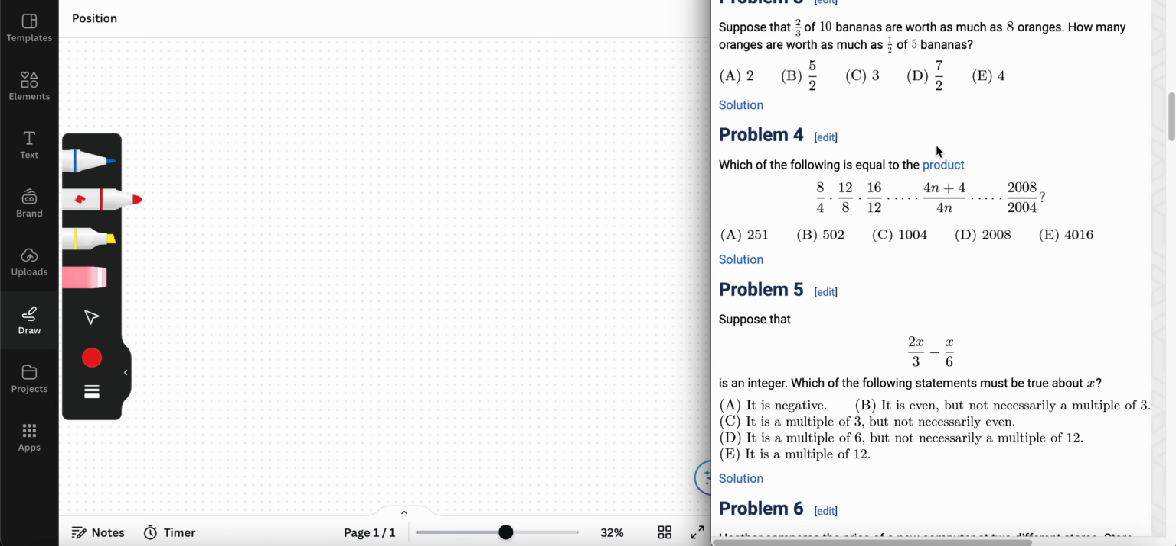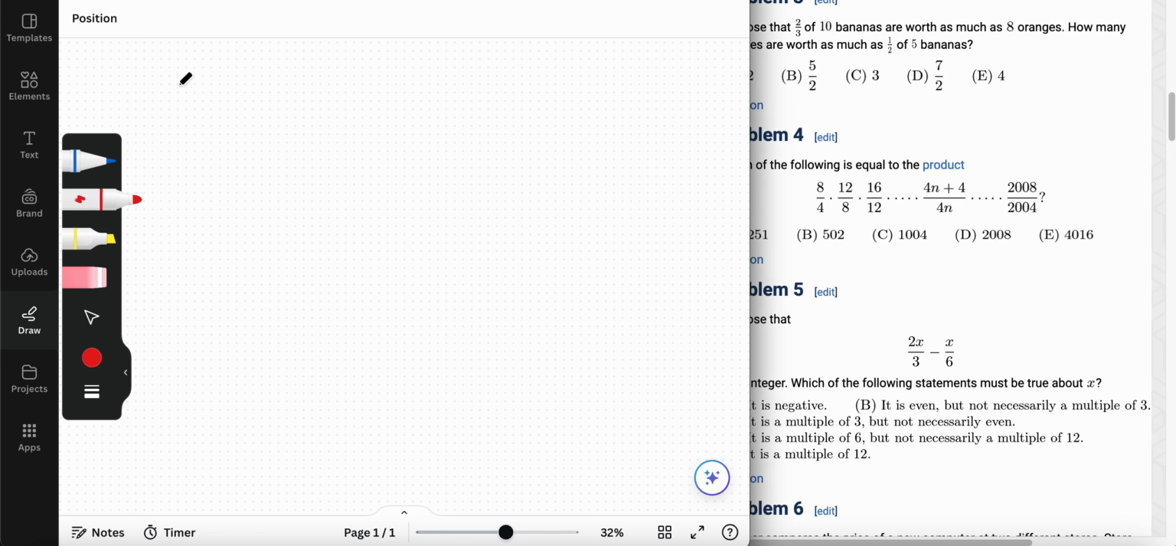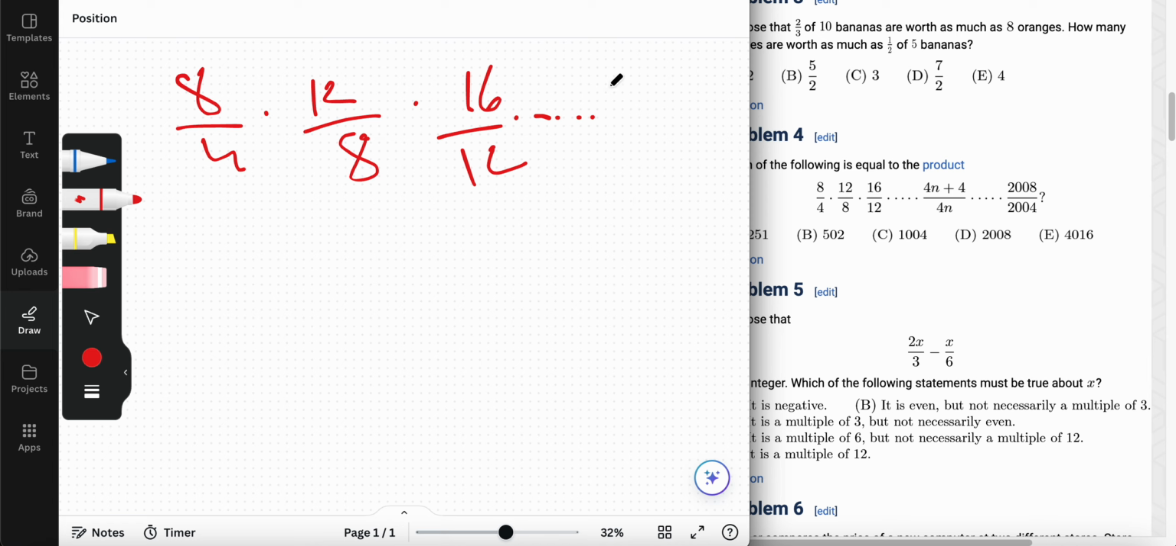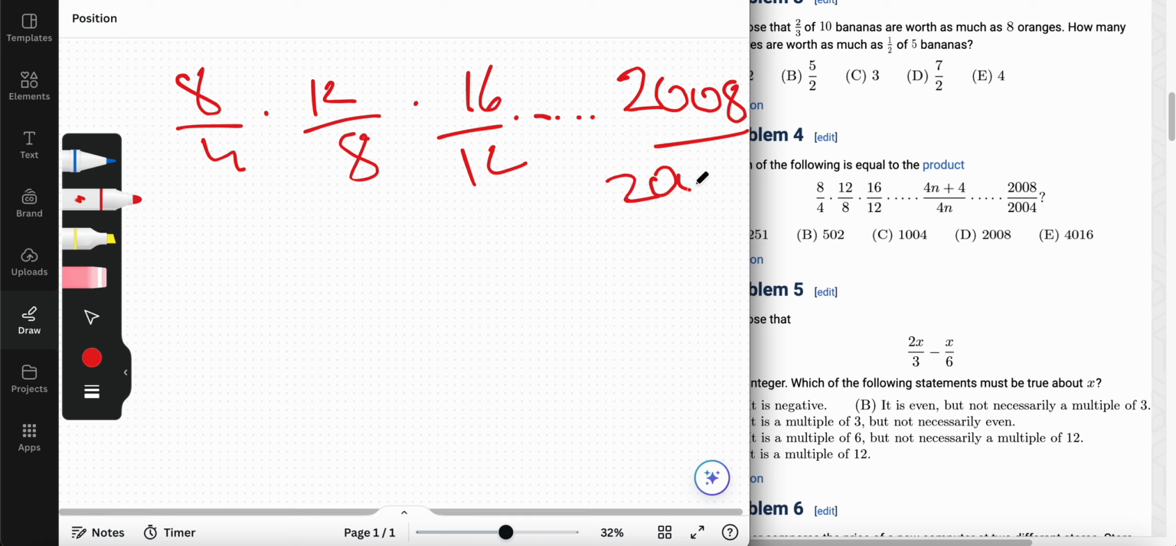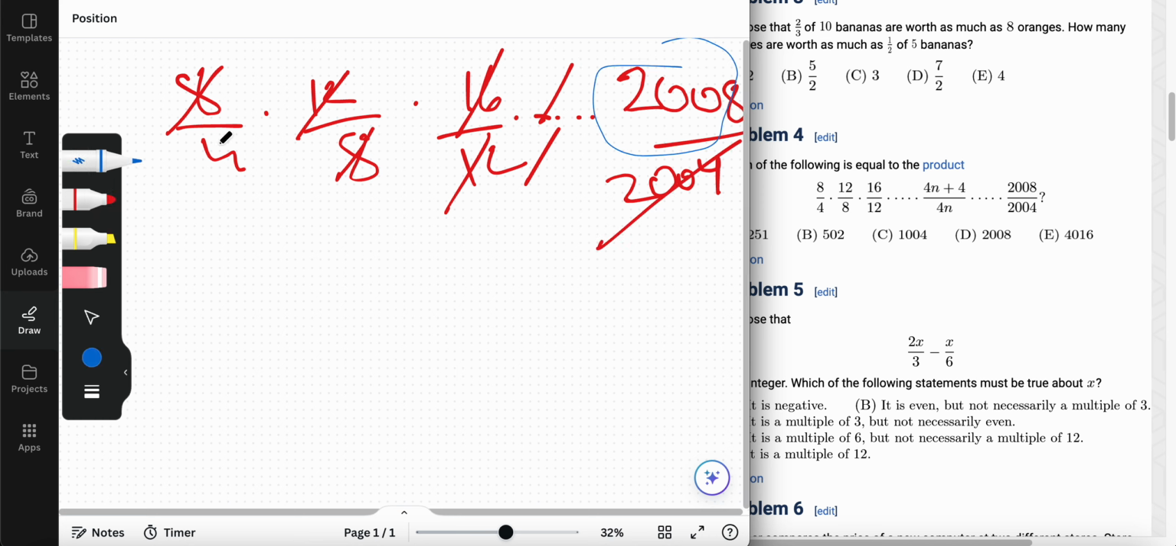Okay, problem 4. Which of the following is the product of this? 8 fourths times 12 eighths times 16 twelfths times and so on until 2008 over 2004. Okay, here I'll write that a little better. So 2008 over 2004. Okay, so we notice that 8 cancels out with 8, 12 goes with 12, 16 goes with 16, and then so on, and then 2004 will go, and I will have this left and this left.